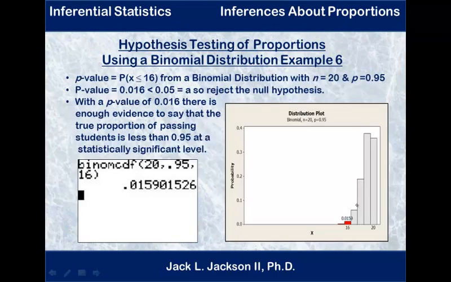So we find the binomial CDF of 20, 0.95, and 16 is 0.0159, about 0.016, and that is less than 0.05, so we reject the null hypothesis there. We conclude that the department is overestimating when they said 95%.